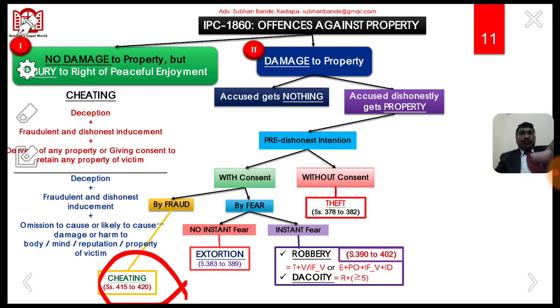Let us see the full ingredients of the offence of cheating. Sections 415 to 420 are related to the offence of cheating. Let us see the ingredients. There must be some deception. The accused must deceive the victim.